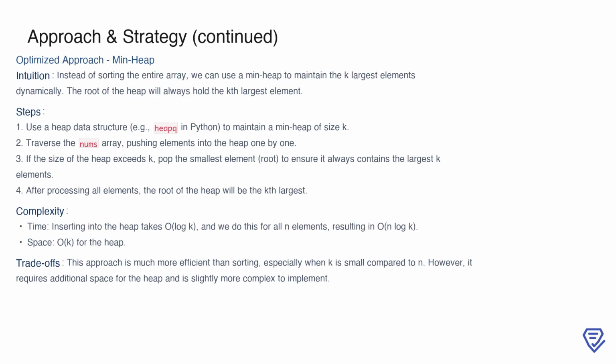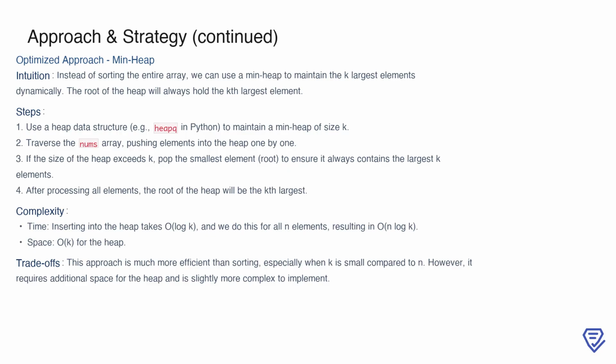Now, a more efficient approach involves using a min heap. The key idea is to dynamically maintain the k largest elements in the array, ensuring that the smallest of these k elements, the root of the heap, is always the kth largest. To implement this, we use a heap data structure, such as Python's heap, to create a min heap of size k. As we traverse the array, we push elements into the heap one by one.